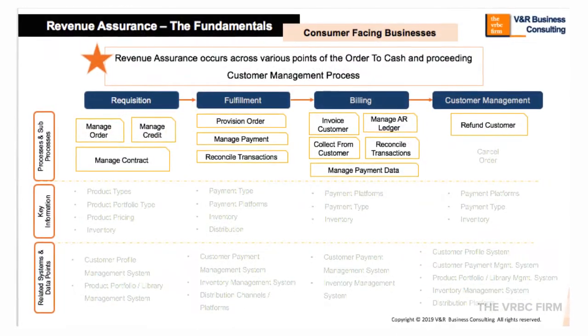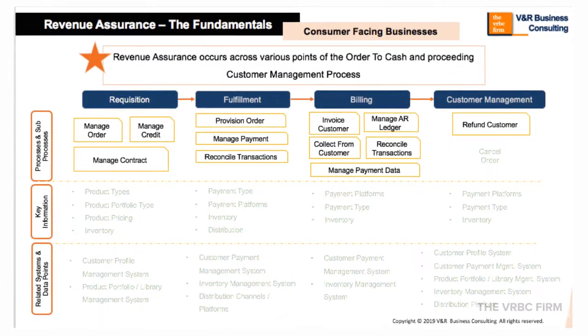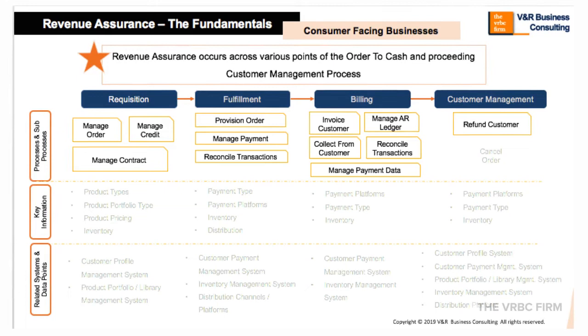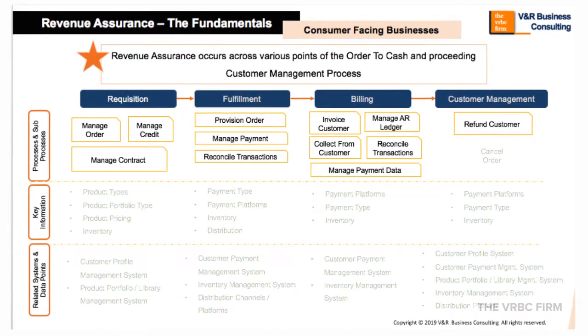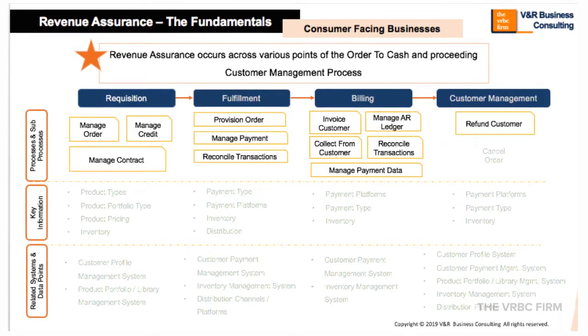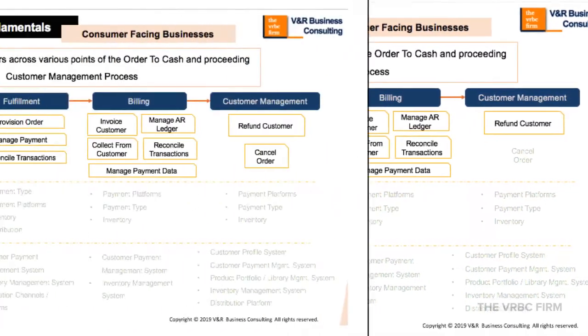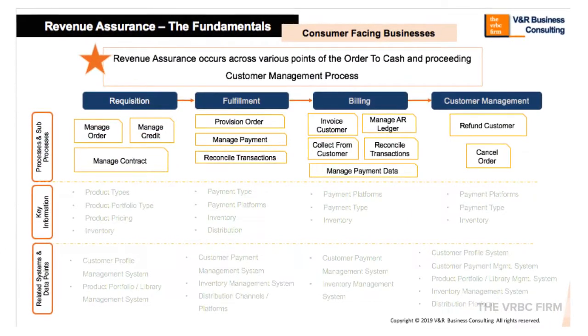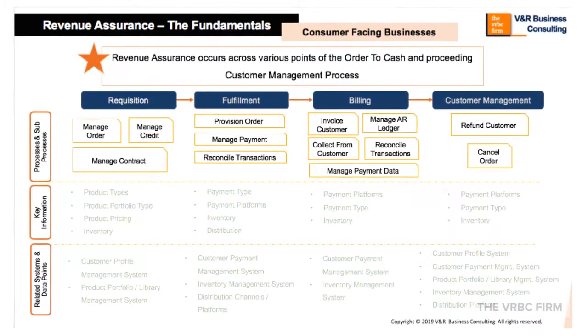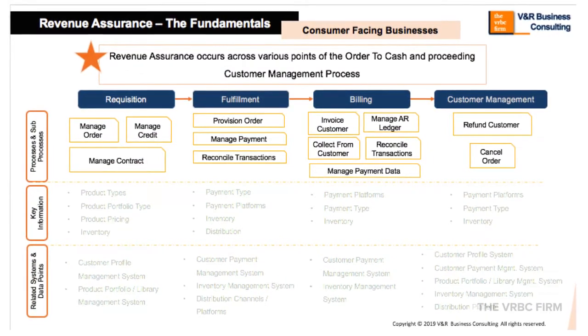The last stage of the order-to-cash process is the customer management stage. This is the stage at which customer queries about orders, purchased products and services, and/or payments are received and hopefully resolved. The two key processes we'll deal with here are the refund customer and cancel order processes.